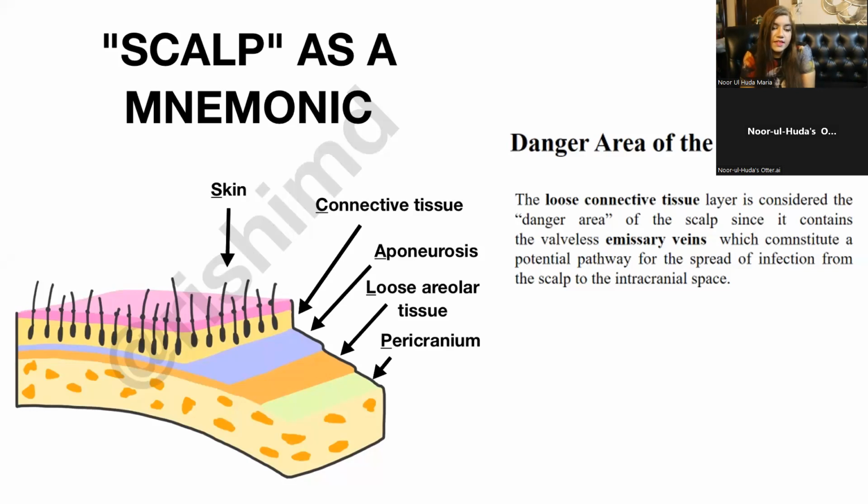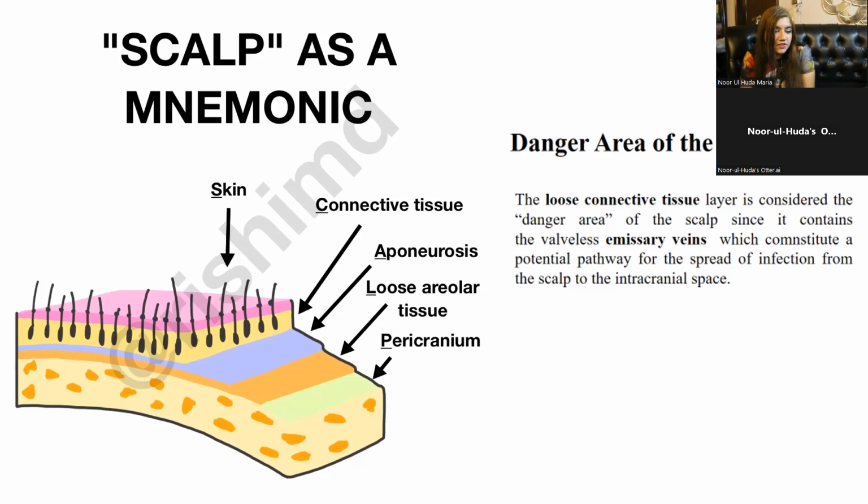Because it is something that we deal with as neurosurgeons when we operate, and we have to make this incision over the skin and the scalp. So we think that it should be first taken up. So scalp, just imagine scalp as a mnemonic. The outermost layer is the skin, so the S stands for skin, and think that C stands for connective tissue.